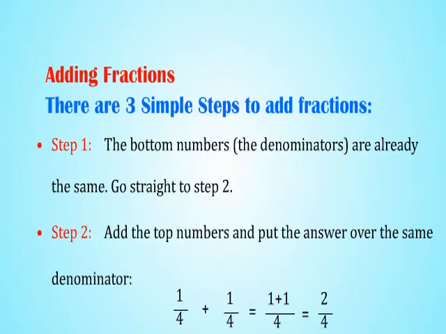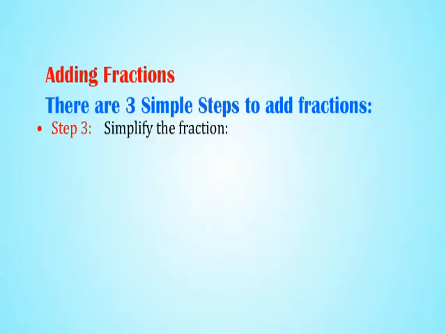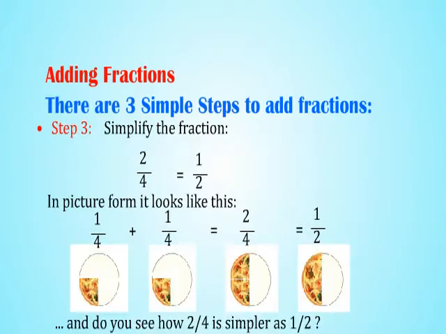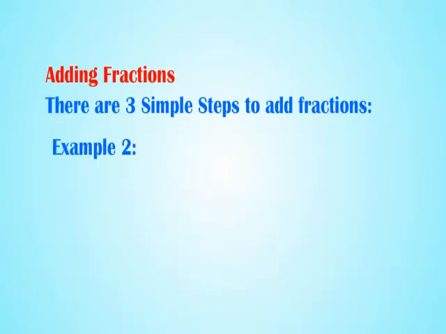1 by 4 plus 1 by 4 is equal to 1 plus 1 by 4, which is equal to 2 by 4. Step 3. Simplify the fraction. 2 by 4 is equal to 1 by 2. In picture form, it looks like this. 1 by 4 plus 1 by 4 is equal to 2 by 4. And do you see how 2 by 4 is simpler as 1 by 2?